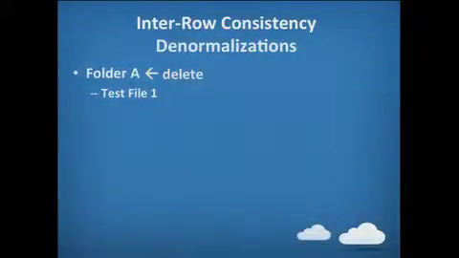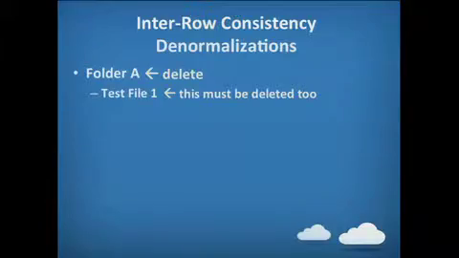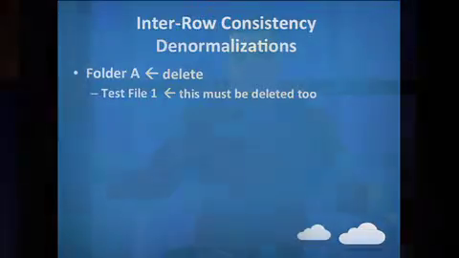So let's say somebody deletes folder A, and somebody then tries to access test file 1. Well, you don't want a situation where every time somebody accesses anything recursively under a folder, you have to check all the parents all the way up to see if any of those are deleted, because that would be quite inefficient. So you'd like to actually go ahead and copy this information down to all the rows below you. But I'm sure you can start to see where I'm going with this.